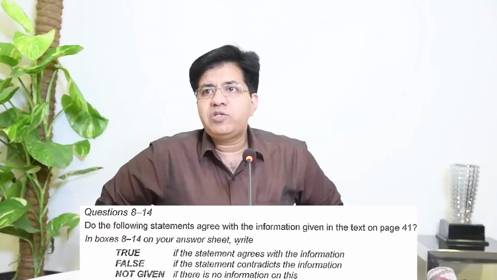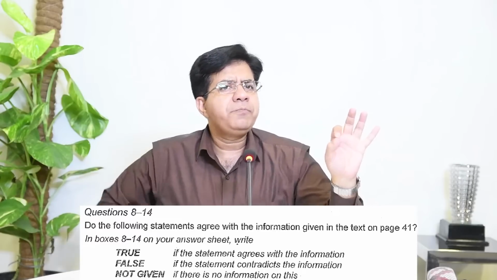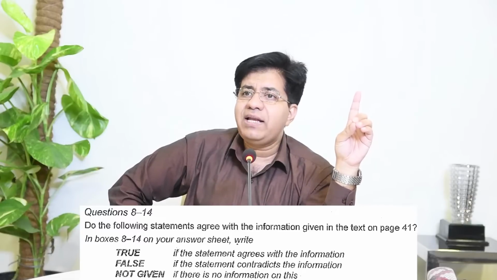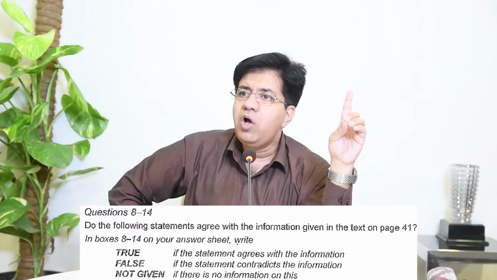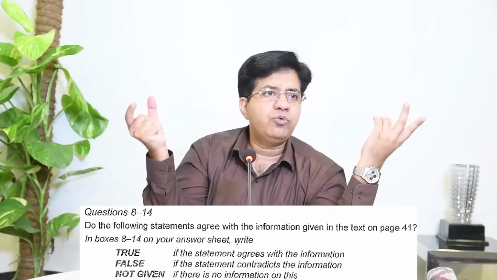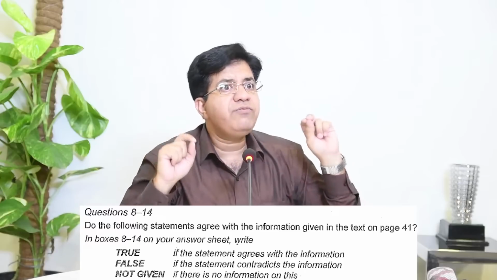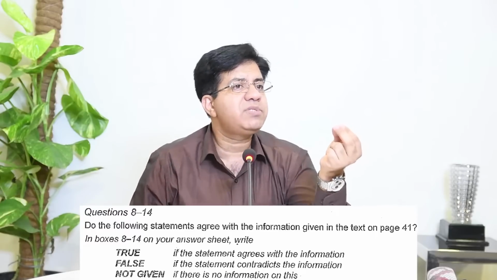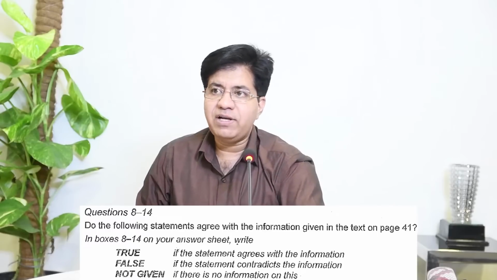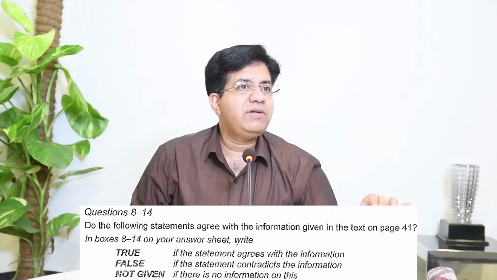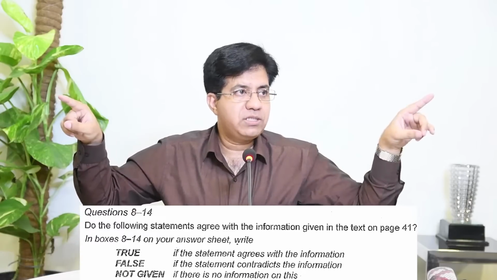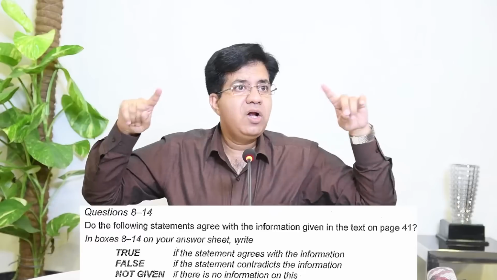Now, let's see true, false, not given. In true, false, not given, sometimes it's only a word which will decide the answer, true, false, or not given, or sometimes it's a phrase. A phrase consists of 2 to 3 words. So those 2 to 3 words are going to decide. Sometimes that word is simply 'all'. In the question, they will write the word 'all'. In the passage, they will use the word 'few'. So all and few, they are opposite. All or some, they are opposite.